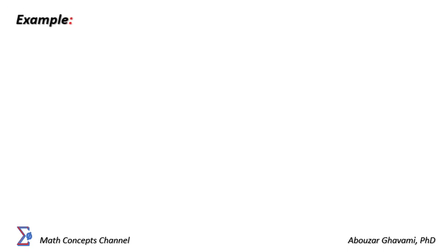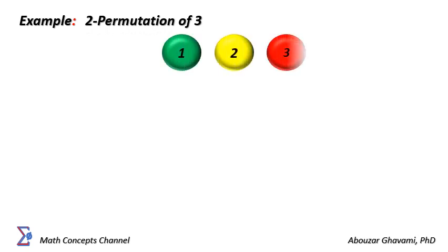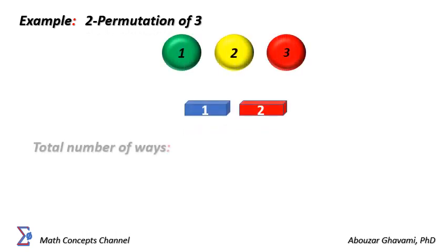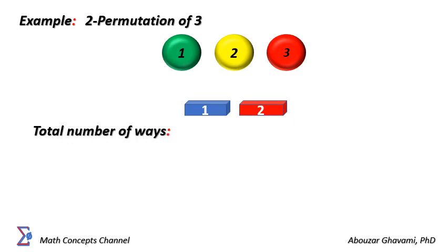As an illustration, let's find 2 permutation of 3, that is the total number of ways we can put 3 distinct objects in 2 different places. Let's form all possible tuples in 2 permutation of 3. We have 3 different options to fill the first place with one of the 3 objects 1, 2, or 3. So the total number of ways to put an object in the first place is 3. Now, as repetition is not allowed, we have only 2 different options to fill up the second place with one of the 2 remaining objects.